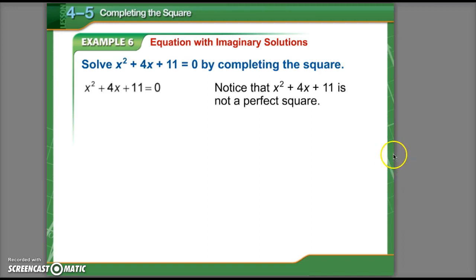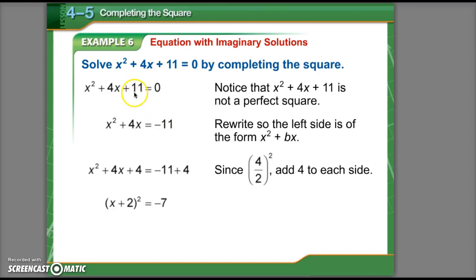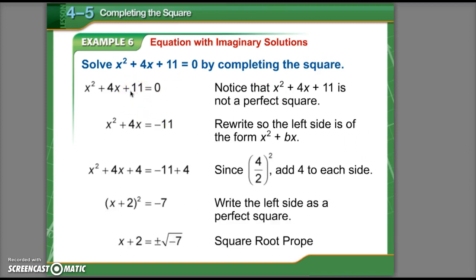So just like we did in earlier examples, since the 11 is not a perfect square, we're going to bring that to the other side of the equation by subtracting it. So it's negative 11 on the right side. Then we look at the b value of 4. We're going to do b over 2. 4 over 2 is 2, and square it. 2 squared is 4. We're going to add 4 to each side.